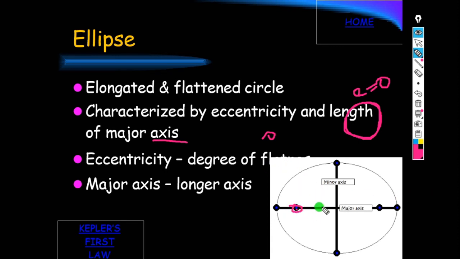So what is aphelion? The farthest distance from the sun. That means this point is called aphelion. The farthest point from the sun is called aphelion, and the shortest distance from the sun, or from the focus, is called perihelion. So here we are keeping the sun at the focus. Helion means sun. So aphelion means farther from the sun, whereas perihelion means nearer to the sun.